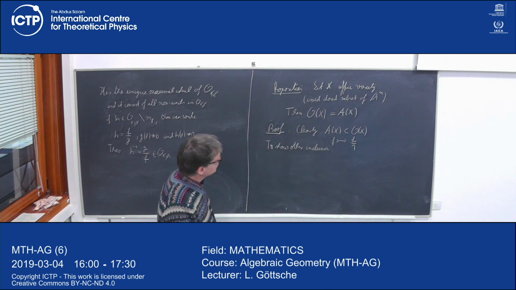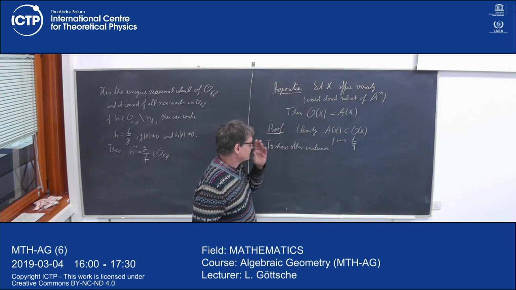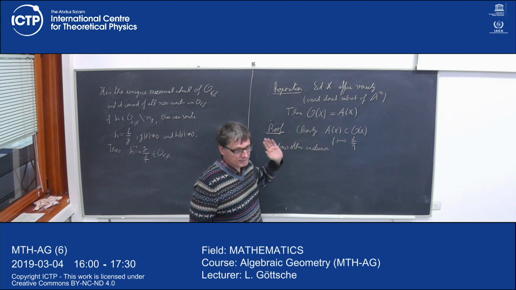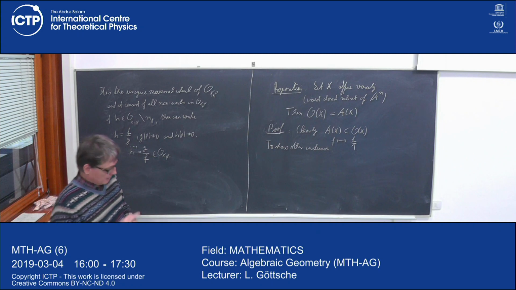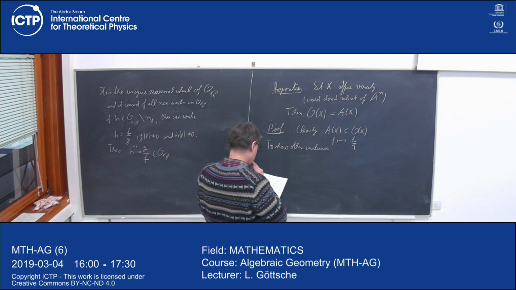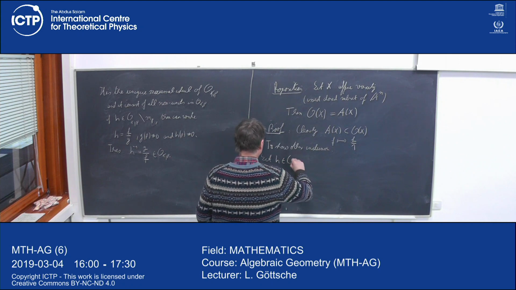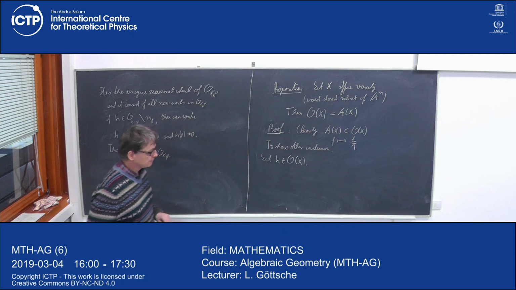And so what we will use here is the Nullstellensatz, because somehow it's not an easy fact. One cannot really see it directly, but the Nullstellensatz will allow us to see it. So let me take an element h in OX. We will have to show that we can write it as a restriction of a polynomial.